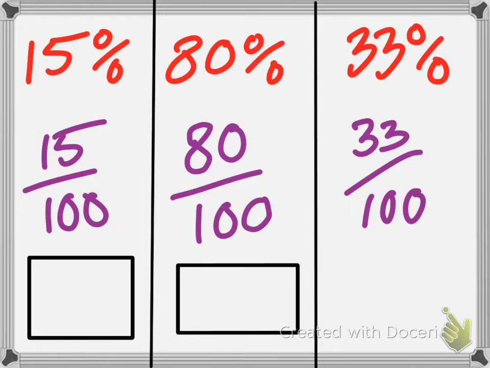15 over 100. Can anybody simplify that for me? What do we get when I simplify 15 over 100? Who can tell me? Amelia? You get 3 over 20. Excellent. We divided them both by their greatest common factor, which was 5. Or we see they end in a 5 and a 0, which means we know they're divisible by 5.